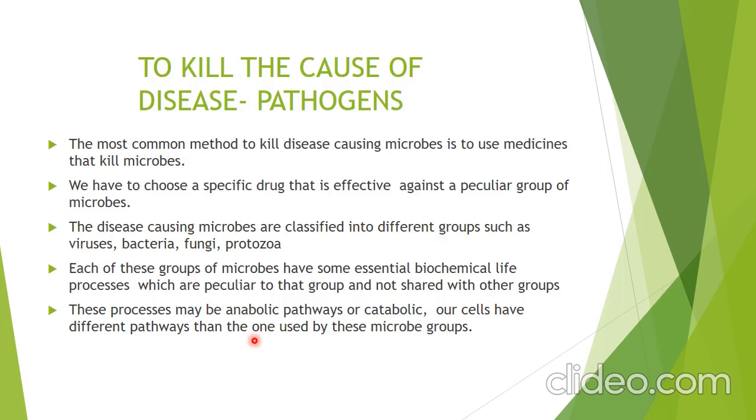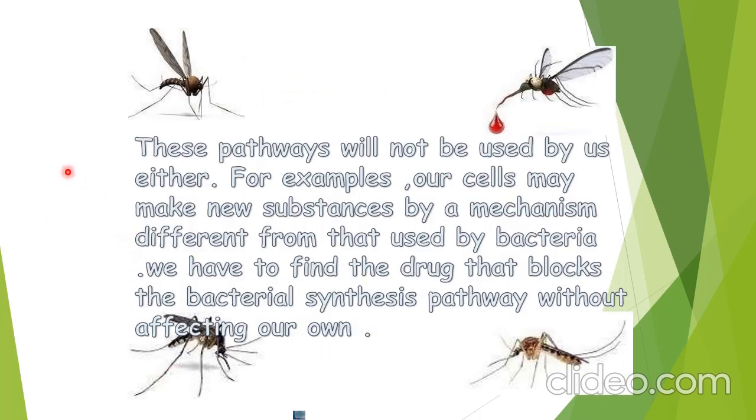So, anabolic is for the synthesis of new substances, or catabolic, like for respiration. So, our cells have different pathways from the ones used by the microbe groups. Now, these pathways will not be used by us either. For example, our cells may make new substances by a mechanism different from that used by the bacteria. We have to find the drug that blocks the bacterial synthesis pathway without affecting our own.